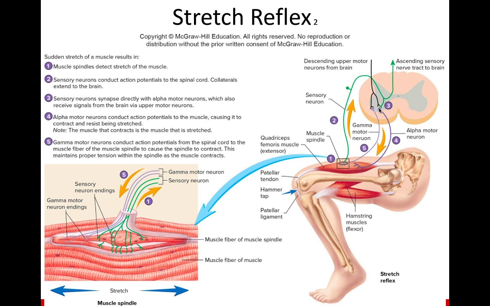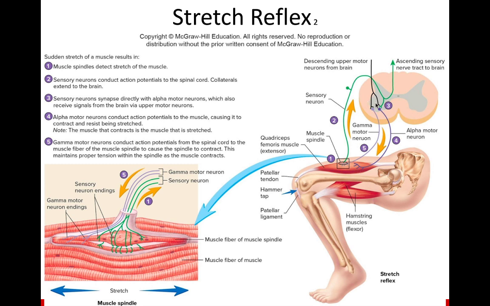So again, in number 3, we see that the sensory neurons, as I said, are synapsing directly with the alpha motor neuron. And then in number 4, the alpha motor neuron is sending information from that spinal cord to that skeletal muscle, telling it to contract to resist being stretched. Again, it's trying to return that muscle to a good position, a correct position to prevent damage.